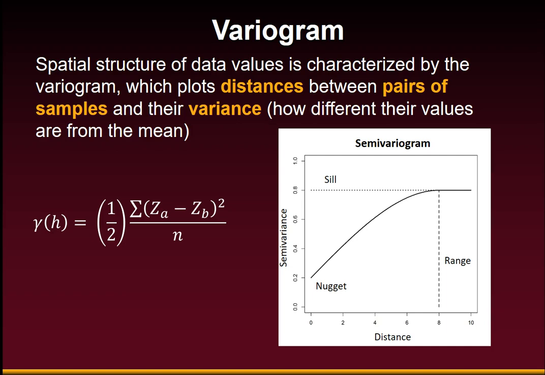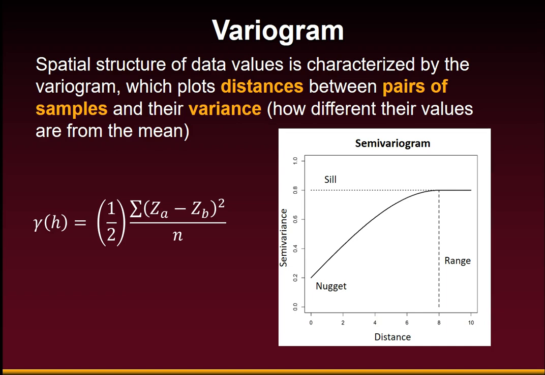Using this model, using the line, it is possible to identify what's called the range. This is the separation distance, so that distance on the x-axis, in which the values of the samples are no longer considered to be similar to each other. So their variance has leveled off, and that's the point at which we no longer think that spatial autocorrelation is operating on those values.